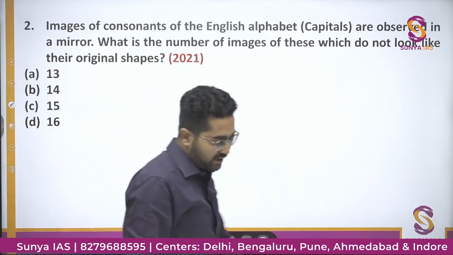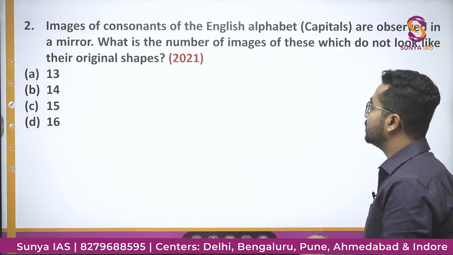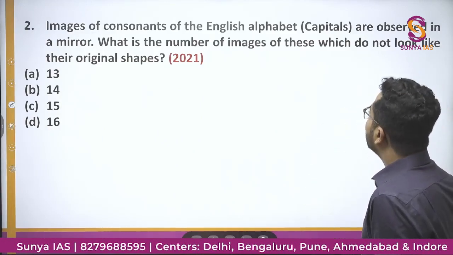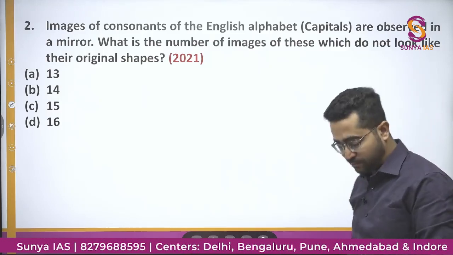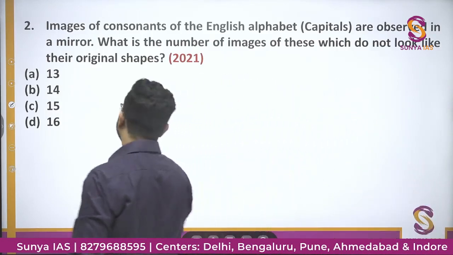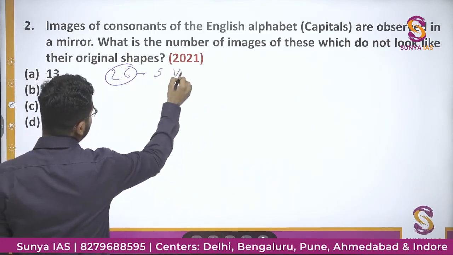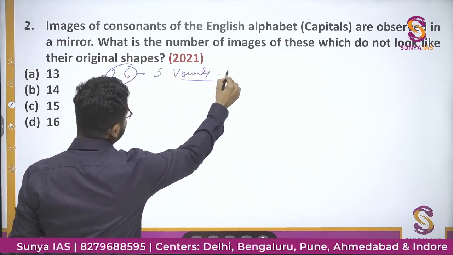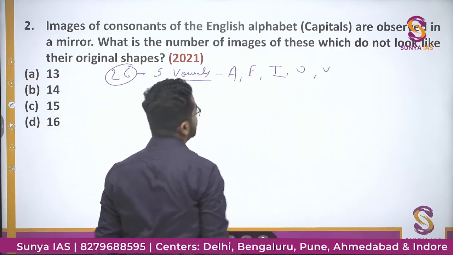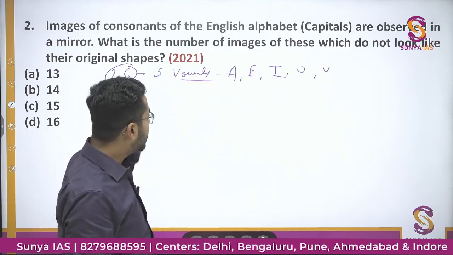Images of the consonants of the English alphabet are observed in a mirror. What is the number of images of these which do not look like their original shapes? What are consonants? There are 26 letters in which there are 5 vowels, that is A, E, I, O, U. Except these 5 letters from our alphabet, all are consonants.